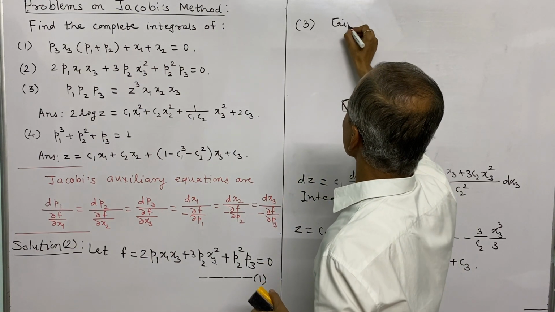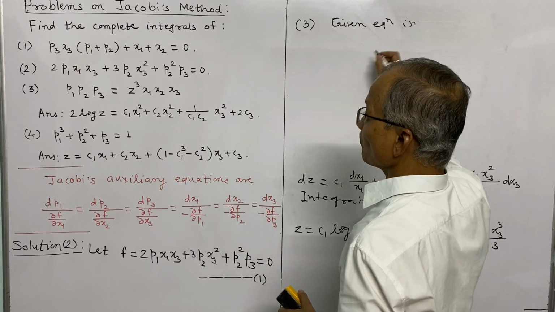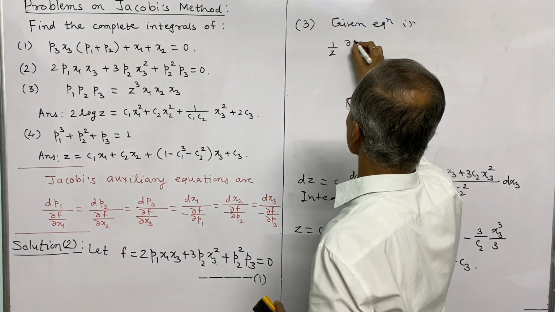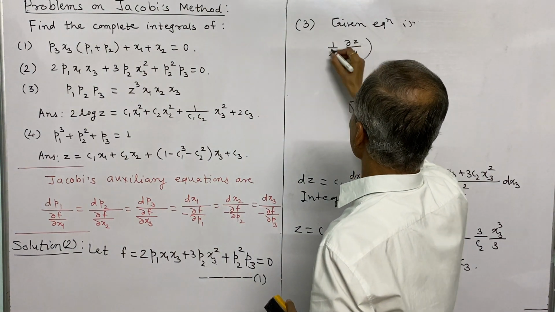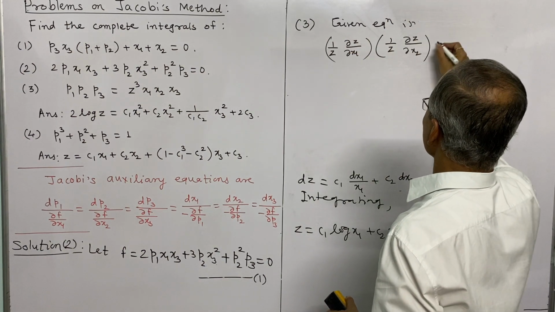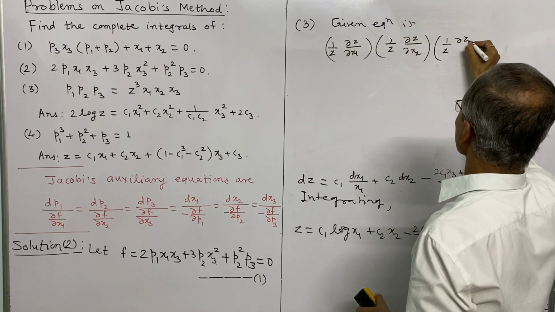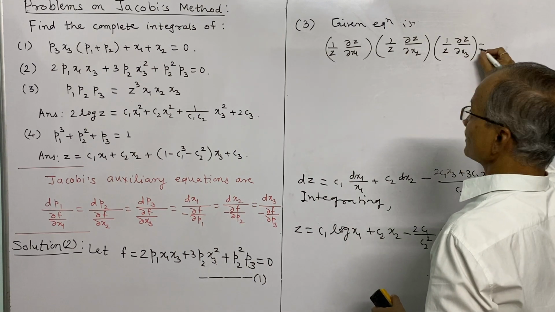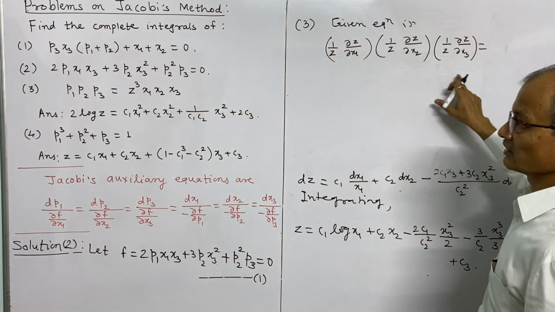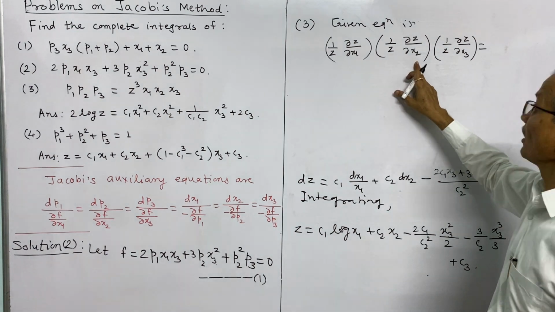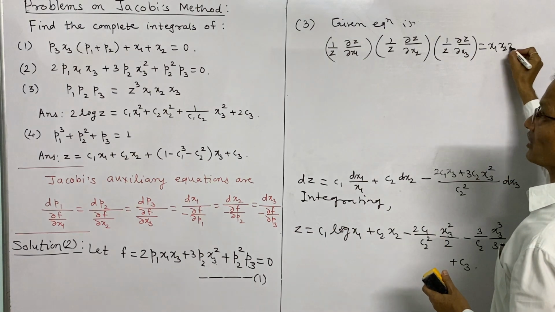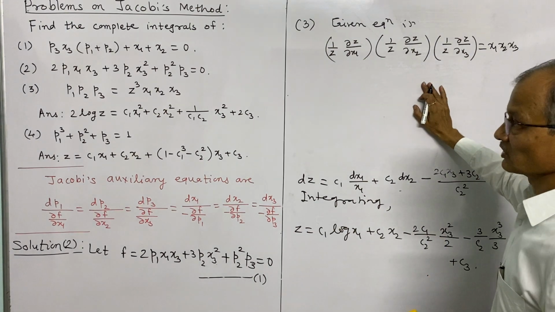The given equation, we can write this as 1 by z p1, where p1 is dou z by dou x1, and second 1 by z p2, dou z by dou x2, and next 1 by z p3, dou z by dou x3 is equal to, with z cube written on the left side, 1 by z cube written like this. P1, P2 and P3, and what remains on the right side is x1, x2, x3. So this is the given equation.